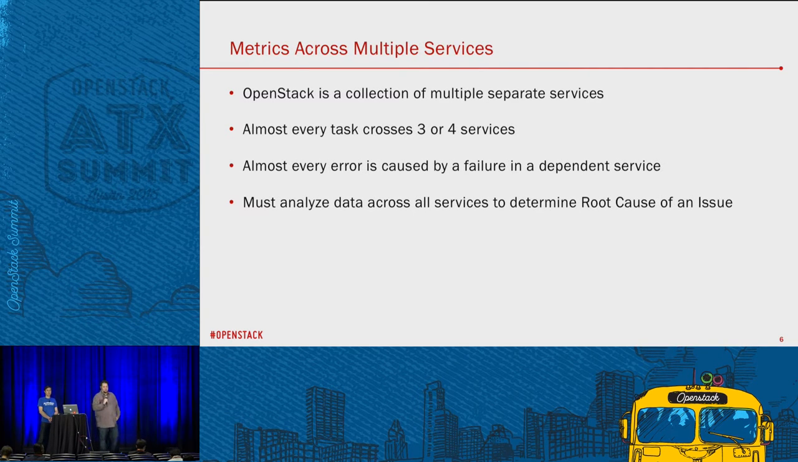Another key issue that we see in operations is really around multiple system integration. OpenStack is a collection of a bunch of different services, right? Everyone's familiar with SOA or the newer version, microservices. OpenStack tends to function the same way. Almost no task is accomplished by any single service. Every single one of them crosses a bunch of domains.